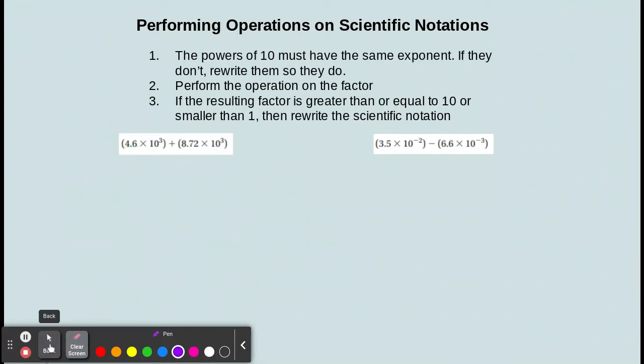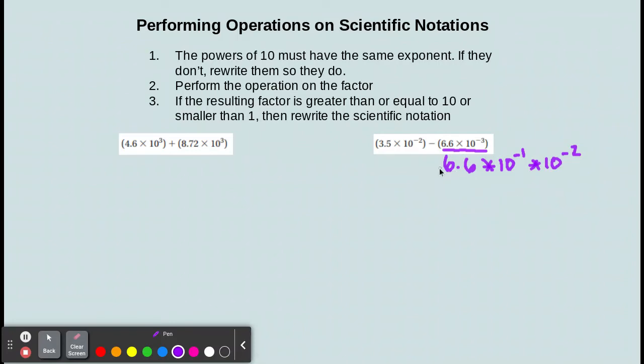All right, so now we want to do this one here. So the first step is to make sure that our powers of 10 have the same exponent, and they do not. So we're going to rewrite this one so it's 10 to the negative 2 power. So if we want to rewrite that, we know that this is 6.6 times 10 to the negative 1 times 10 to the negative 2, right? Because we know in our powers property, we're multiplying these two, so you add their exponents. Negative 1 plus negative 2 is a negative 3, okay?